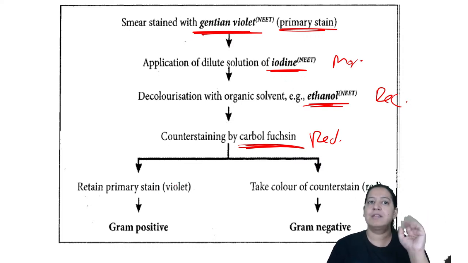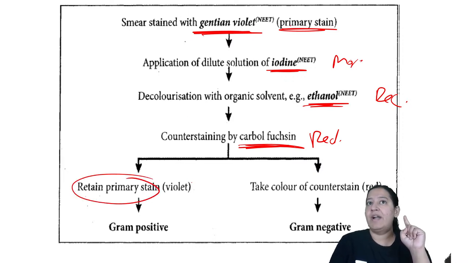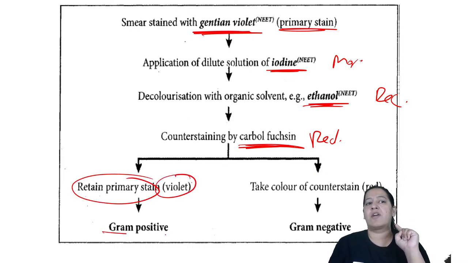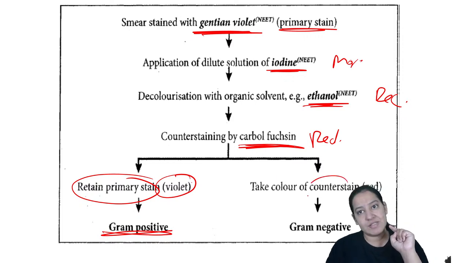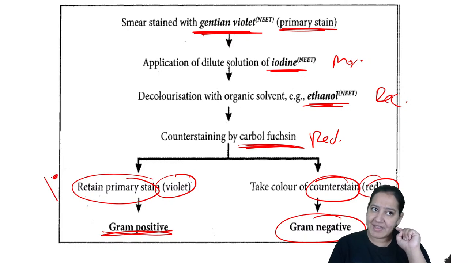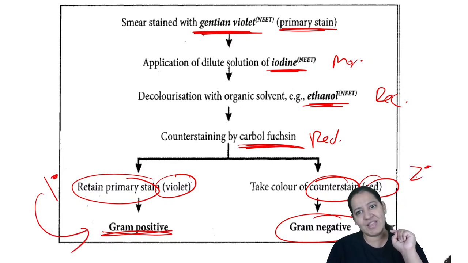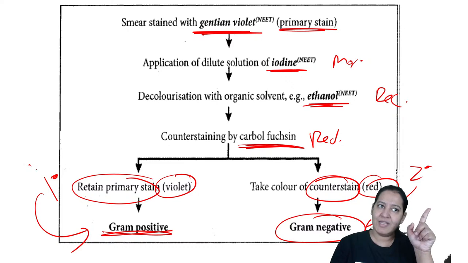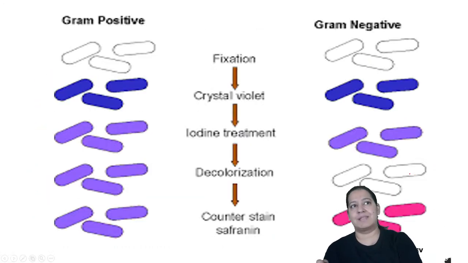Now in the end, the organisms which took the primary stain, the primary was violet, they look violet in color, these are gram positive. And the ones which took the secondary stain, they will look red in color, these are gram negative. So the one that takes primary is gram positive, the one that takes secondary is gram negative. These will look blue, these will look red. Have you got it? That is the thing.